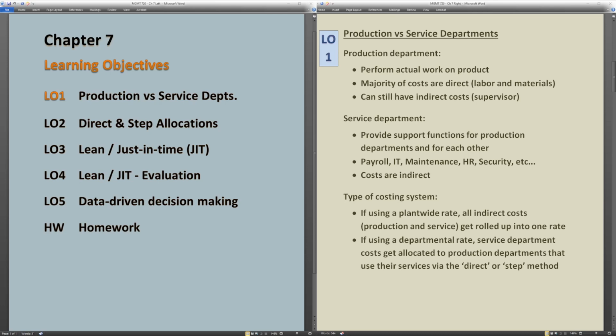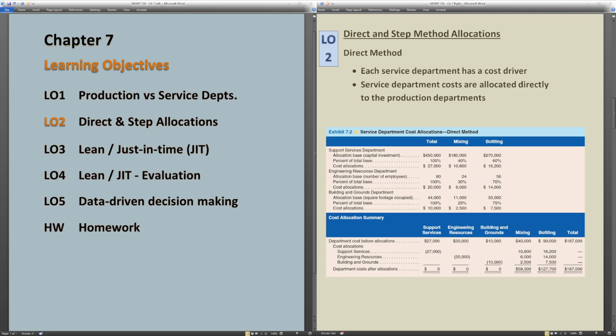So this chapter is fairly straightforward. The amount of homework problems that are calculation is a little less than in chapters 5 and 6, and 8 will probably be even less so. As I mentioned before, 5 and 6 were the majority of calculation. 7 has some, 8 has a little less. And the two that we're going to focus on are the direct and the step method. So let's actually talk a little bit about the two methods.